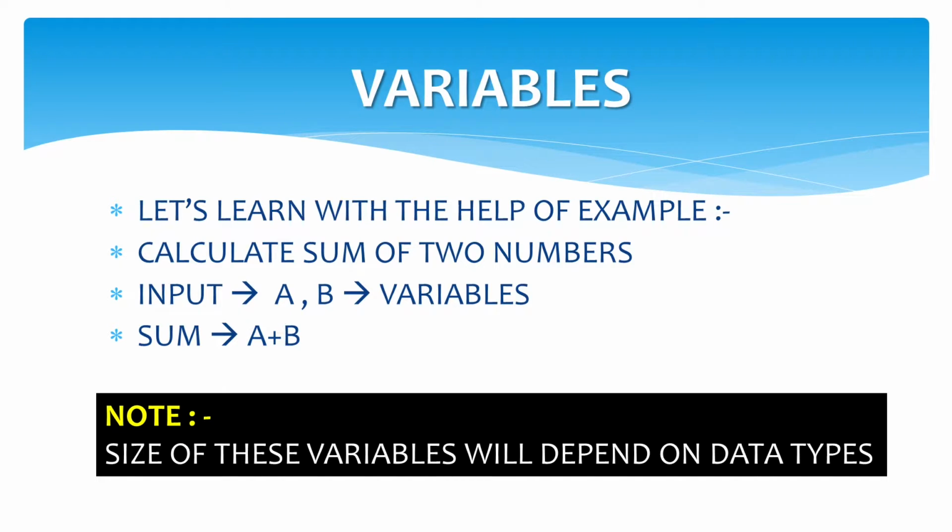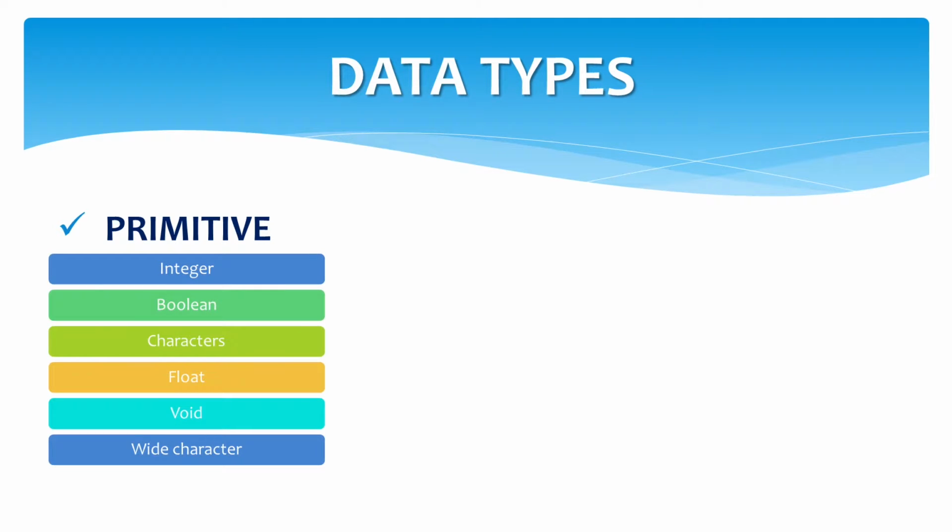So let's understand about data types. Firstly, you have to understand the primitive data types, or you can say predefined data types. Like there are some inbuilt apps in the phone, similarly these are the primitive or predefined data types in C++.